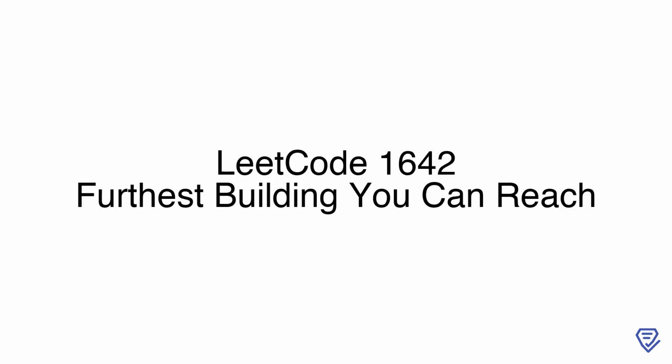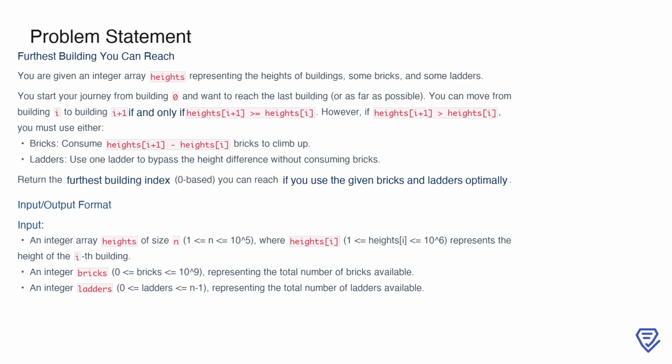Let's dive in. In this problem, you're tasked with determining how far you can travel when given an array of building heights, a certain number of bricks, and a certain number of ladders. Starting at the first building, you aim to reach the last building, or the furthest building possible, by moving sequentially from one building to the next.